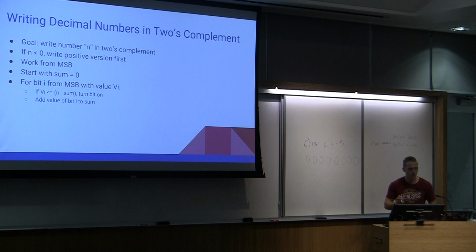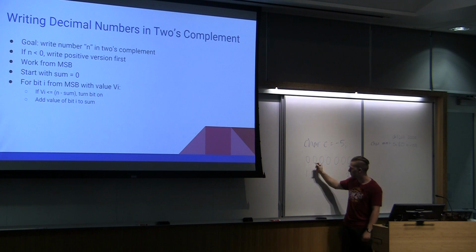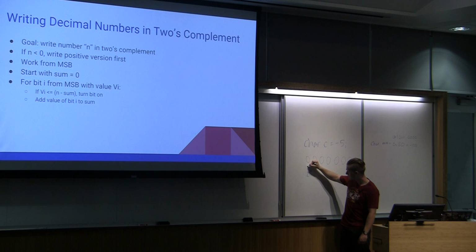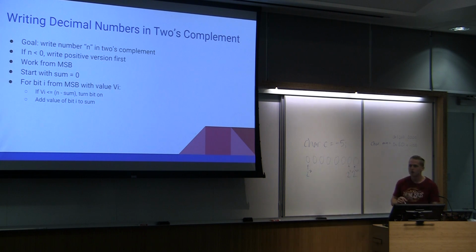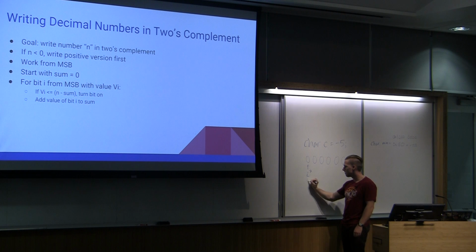Okay, so we want to end up with the number 5. And remember, the value of each column is just a power of 2 based on where it is. So this is the 2 to the 0s column. This is the 2 to the 1s column. And then over here, we have the 2 to the 7th column. Okay, so if I want to write the number 5, I'm going to start on the left. This is 128, by the way.